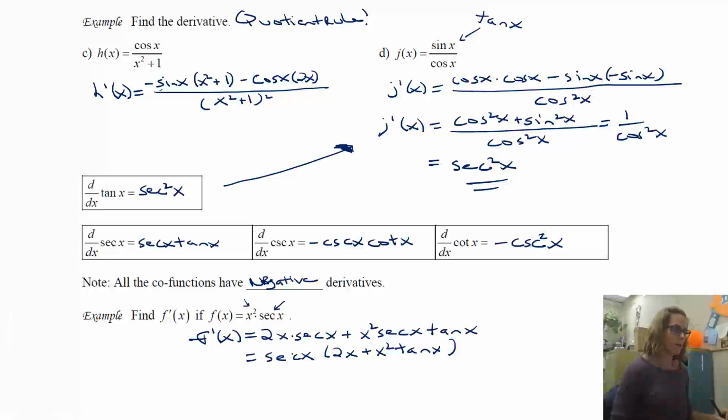I did also then factor out the secant, not necessary, but I'm just showing that it is a common factor, and if I factor it out, this is what I'm left with. So hopefully you got that. In the discussion that you'll have later, you can ask any questions on any of this.